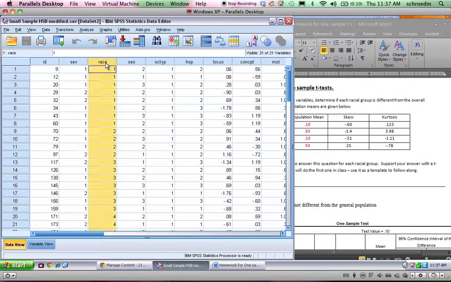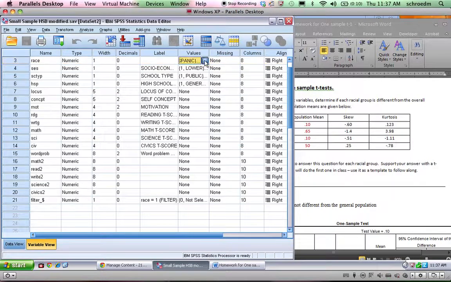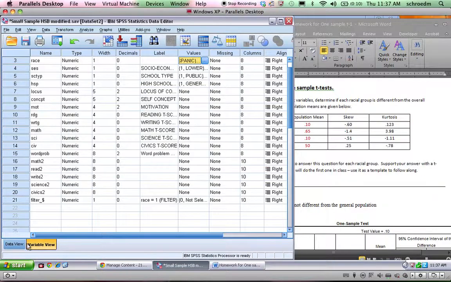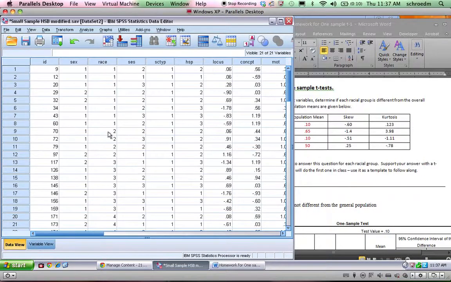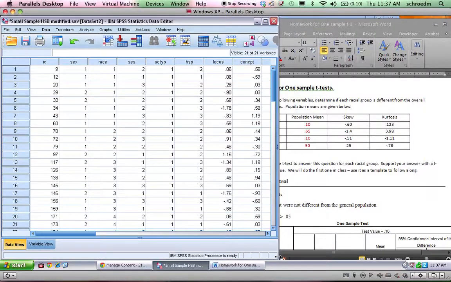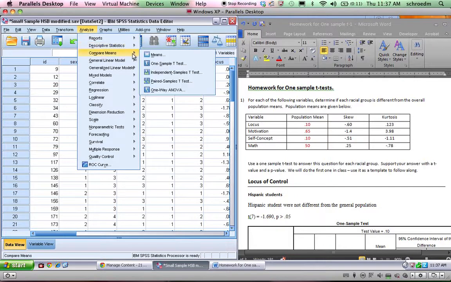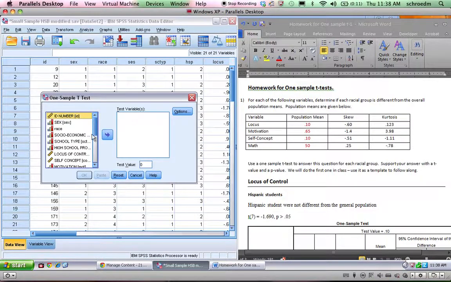Now we have this race variable here, and if I double click on it, I can see what my values represent. 1 represents Hispanic students, 2 Asian, 3 black, and 4 white students. Now, if I want to run a one sample t-test, say comparing each group to this overall population mean, I can look at my compare means, and this is the menu I'm going to use: analyze, compare means, one sample t-test.